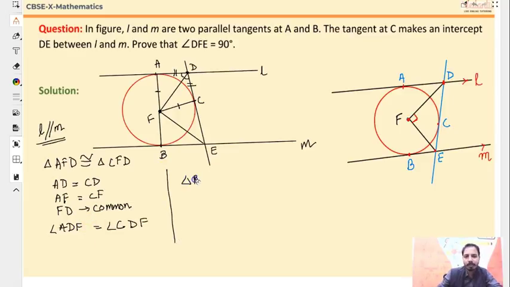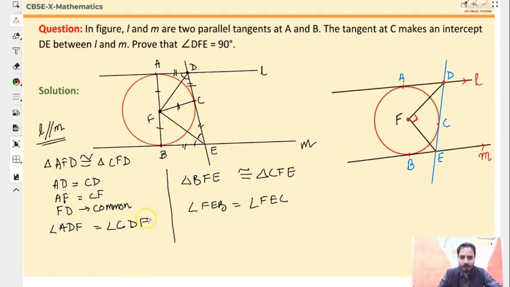Similarly, triangle BFE and triangle CFE can be shown: this side and this side are the radii, and this side is equal to this side, and this side is common. Similarly, these two triangles are congruent, right? So from here also we can show that this angle is equal to this angle. That means angle FEB is equal to angle FEC. Okay, now what? So this is 1 and this is 2.